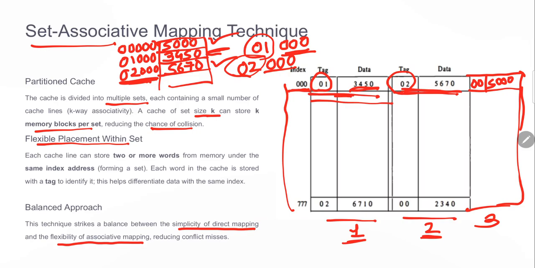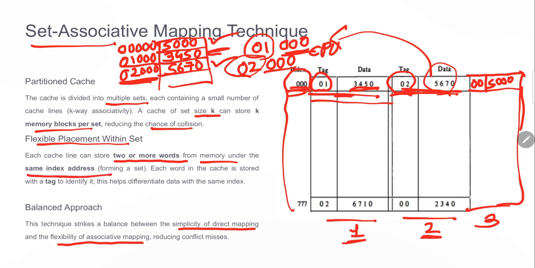So there are very minimum chances of a miss here. If a CPU refers to a particular location, suppose it is searching for data available at 02000, it will go to the index 000, it will match this tag 01, not matched, then it will go to 02, yes it's a match, then it will return this data to the CPU. So the main advantage of set associative mapping is that it can store two or more words from the memory under the same index. Here we are having the same index 000, and I have stored 1, 2 and 3 data.